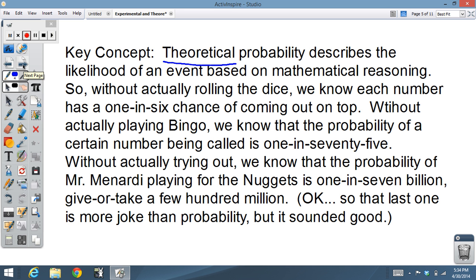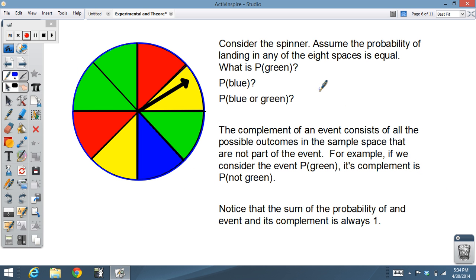Theoretical probability based on mathematical reasoning. So, here's a spinner. We can't actually spin it. It doesn't actually work. But assuming that the probability of landing in any one of these 8 sections, 1, 2, 3, 4, 5, 6, 7, 8, is equal for each of the 8, what's the probability that we're going to land on green?